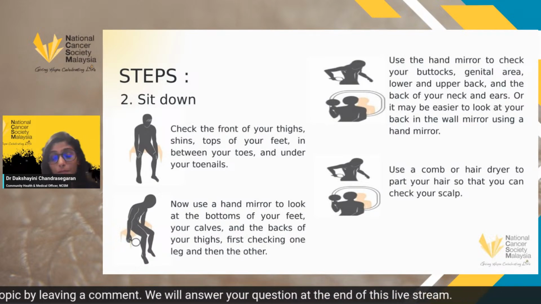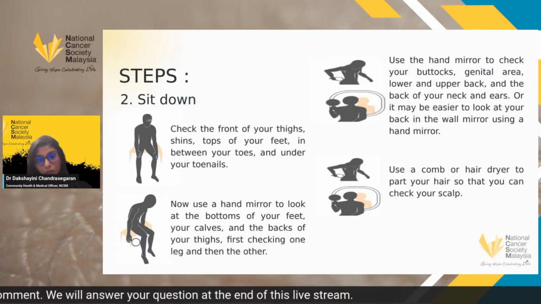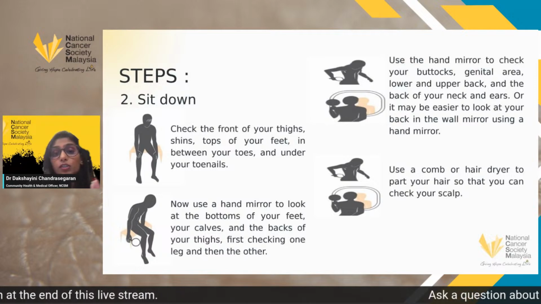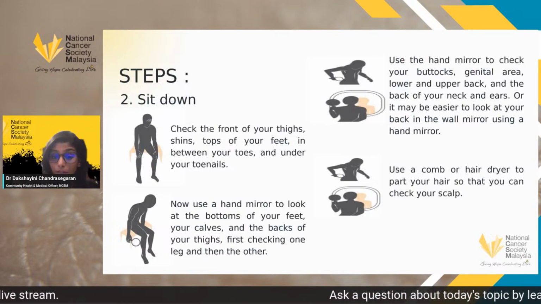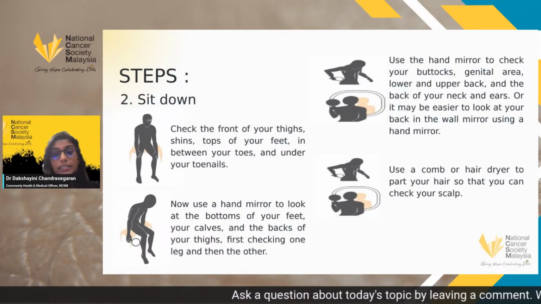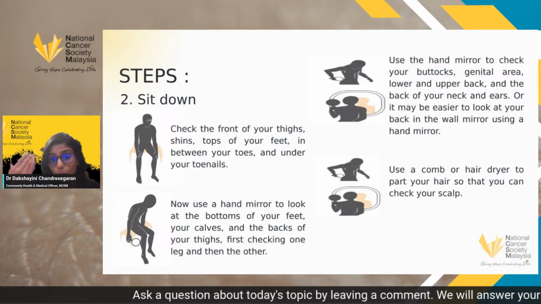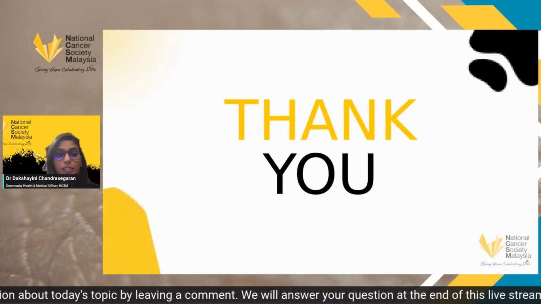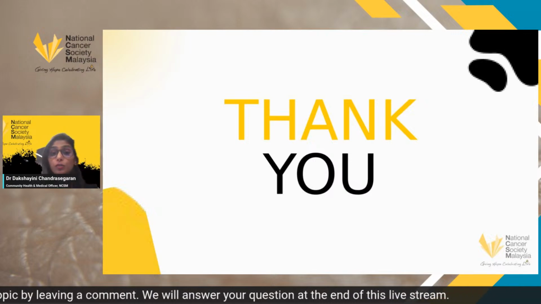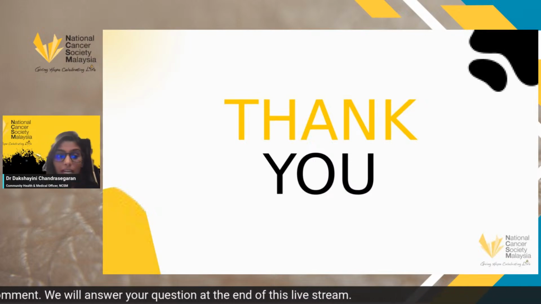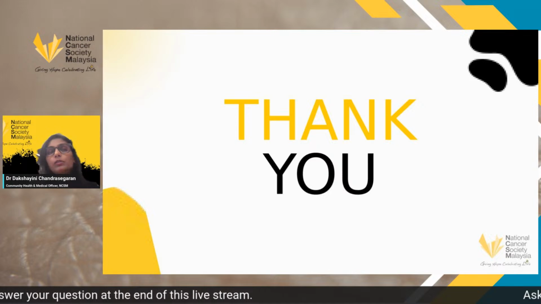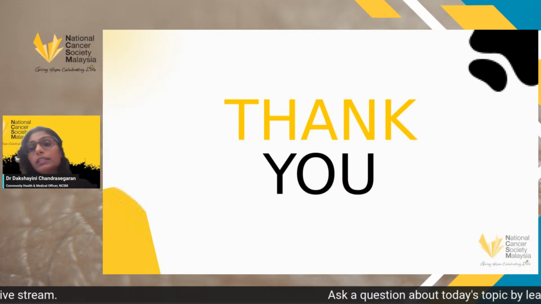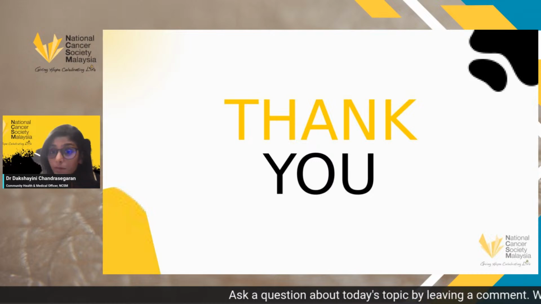And then use your hand mirror, or look in front of a long mirror with your handheld mirror, to check your buttocks, your genital areas, your lower and upper back, and the back of your neck and ears. And lastly, use your comb or a hair dryer to part your hair so that you can check your scalp as well. So it's a super easy way to do your self-screening, and you'd be able to save yourself a lot of treatment and unnecessary mortality if you just do these simple steps.